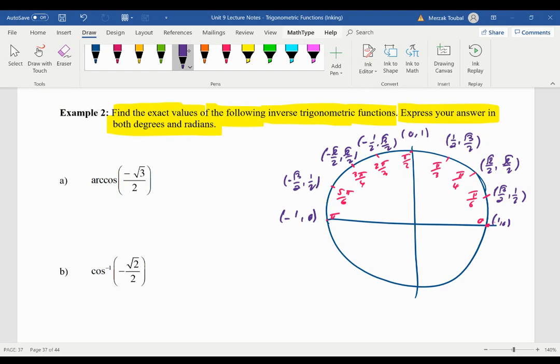So let's start with the first one, which says what is the arc cosine, which means cosine inverse, of negative root 3 over 2. So we need to find where negative root 3 over 2 is. Cosine is the x, so you have to look at the x this time. Negative root 3 over 2 is over here. What's the angle that corresponds to negative root 3 over 2? 5 pi over 6. So the answer is 5 pi over 6.